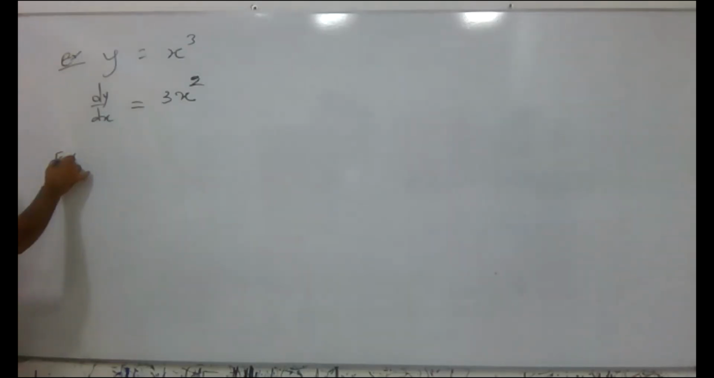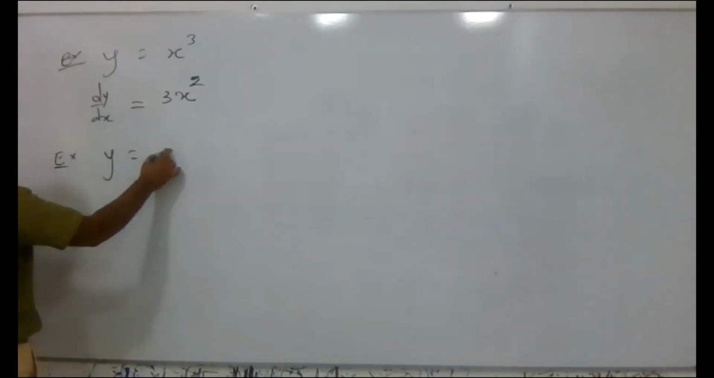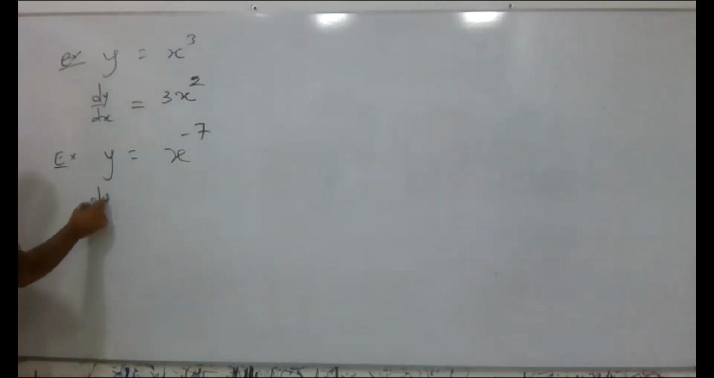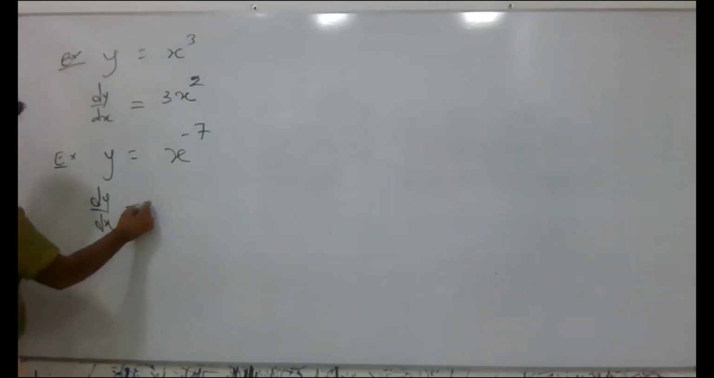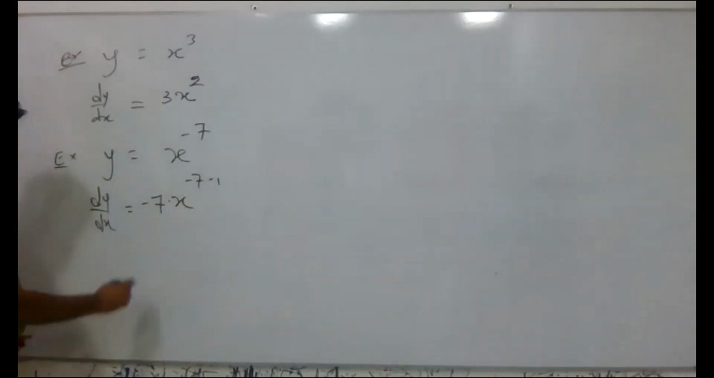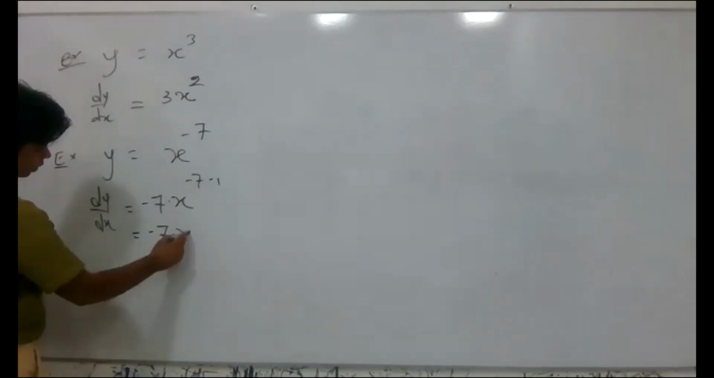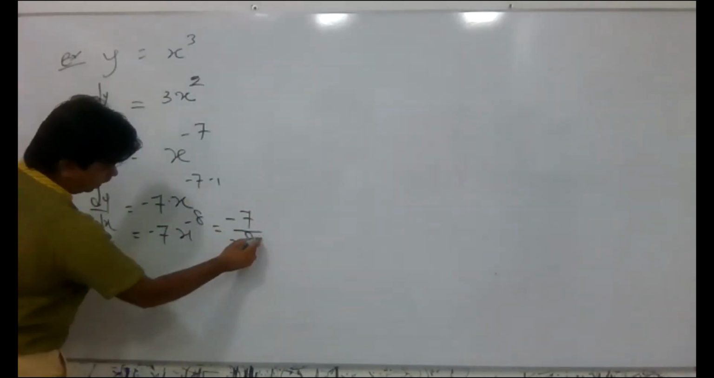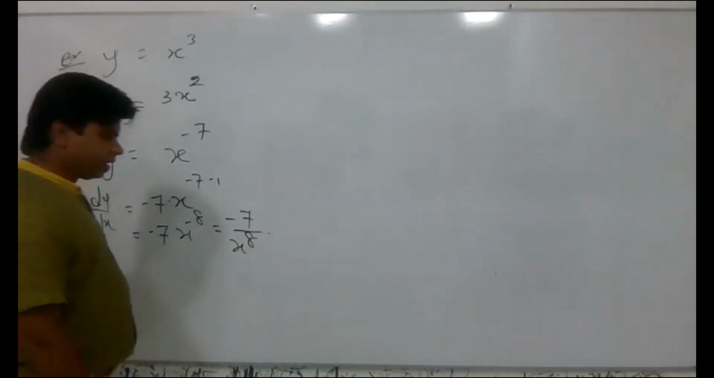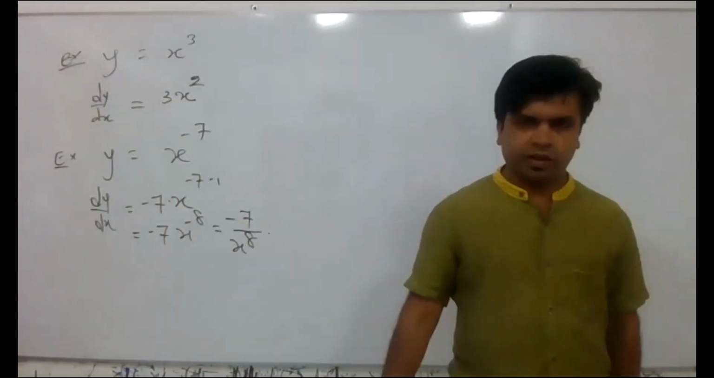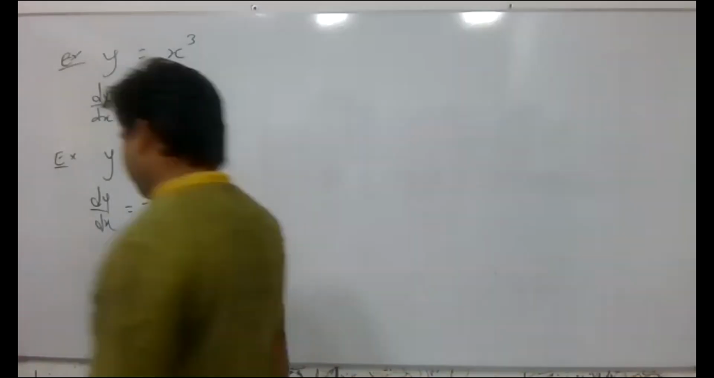If I take another example, y equals x to the power minus 7. How do you differentiate this? dy by dx equals minus 7x to the power minus 7 minus 1. So you can write minus 7x to the power minus 8, or else minus 7 divided by x to the power 8. Usually we always write with positive indices, no? We can do it like that. Clear?